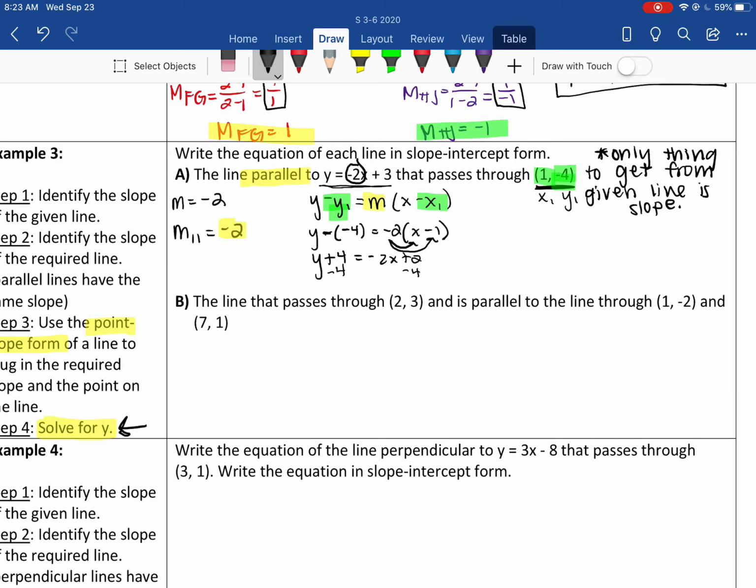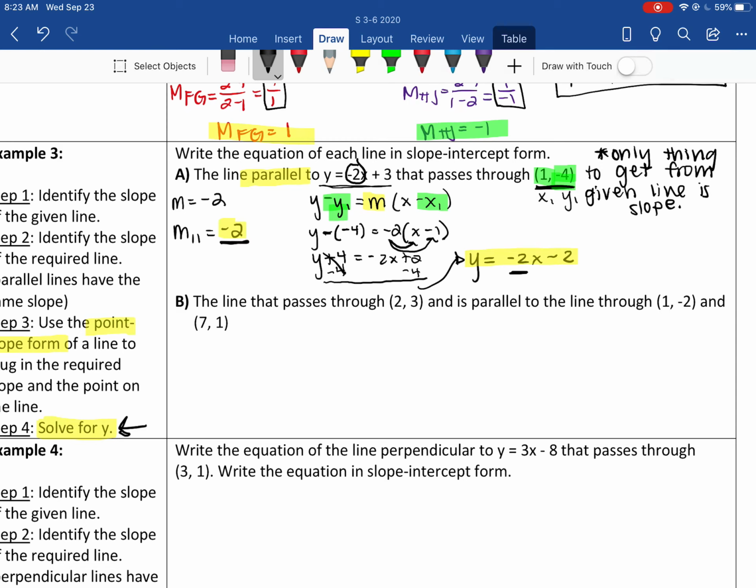Now be careful, because we're subtracting, we're not going to subtract the 4 from everything. We're just going to subtract it from this. So when you finally get your answer, these two cancel out, and you get y equals negative 2x minus 2. So this is your final answer.